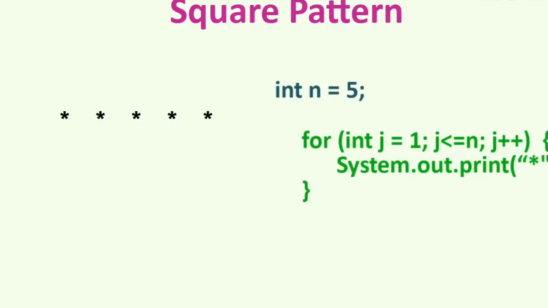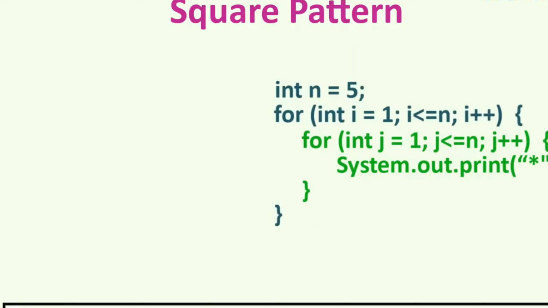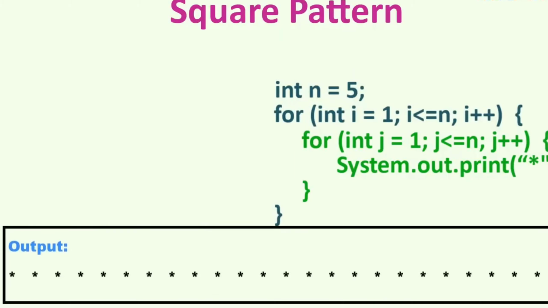But what if we want to print this row 5 times to get our square pattern? So what I will do is insert this complete set of code inside another loop which will print this row 5 times. But if you run this, you will see that all stars are getting printed in the same row. How do we fix this?